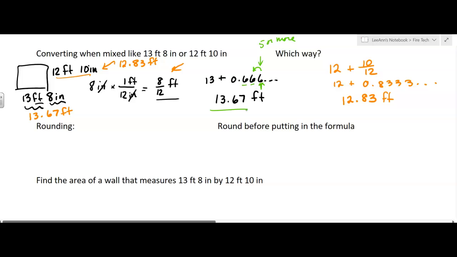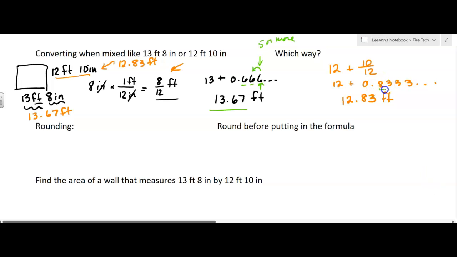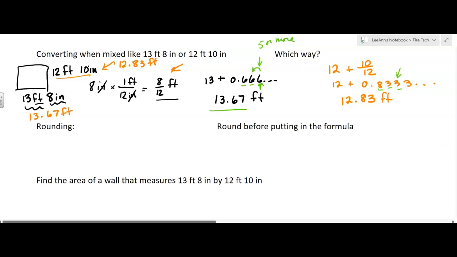Now, over here, we went 1 place, 2 places. We look at the third one, this one. It's not 5 or more, so it does not round up. Sometimes people will say it rounds down, but I find that misleading. So what it means is we just don't change it. We're just going to use these, and that's why we had 12.83. Now, so that you know, we're going to round before putting it in the formula. That makes a difference when you're doing calculations, okay? So just keep that in mind.